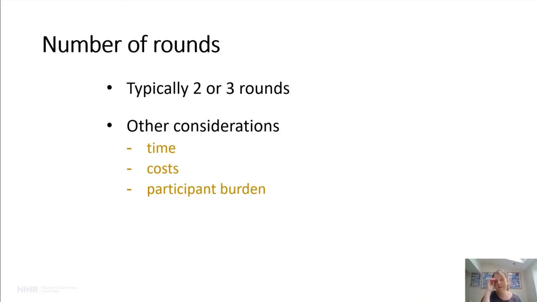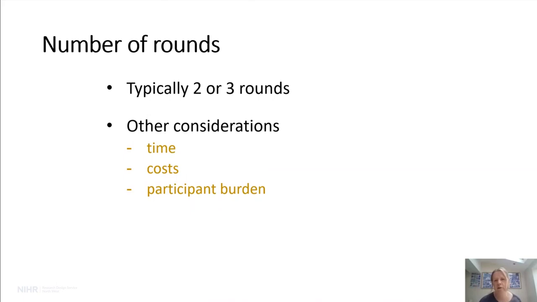Number of rounds. So people use different terminology around Delphi. Some people would say that an initial elicitation from people of what's important to start to form a list is round one. We don't use that terminology. We say the Delphi starts when you have the list. And so the first scoring of a list is round one. Then you give feedback and it becomes round two. And you may go on and give further feedback and there's a third round.